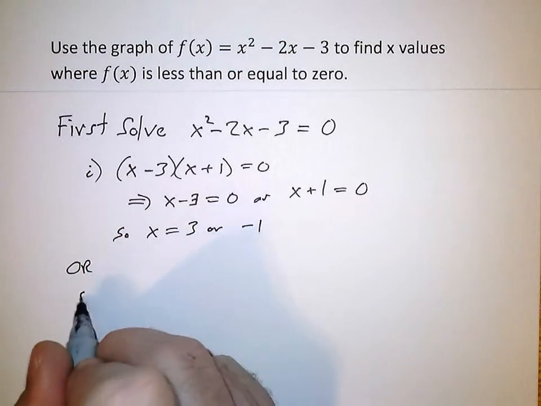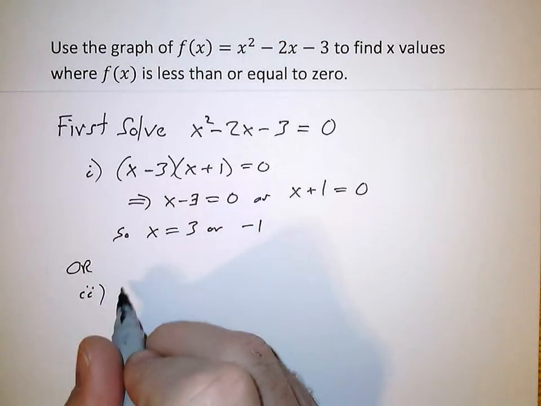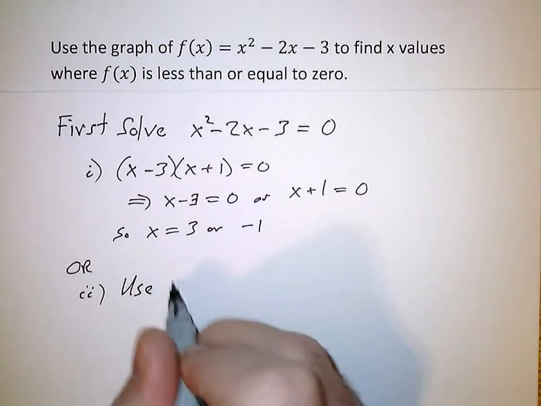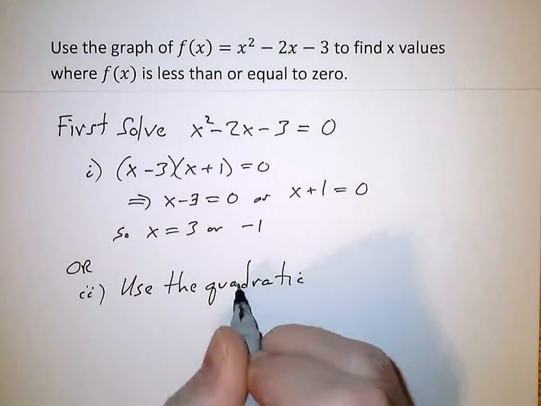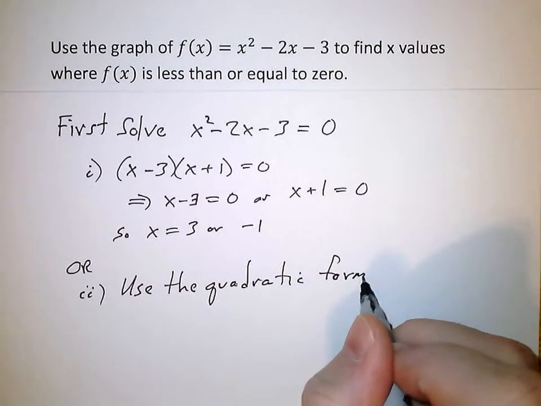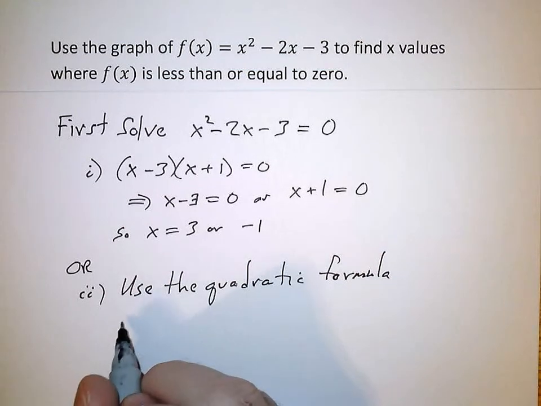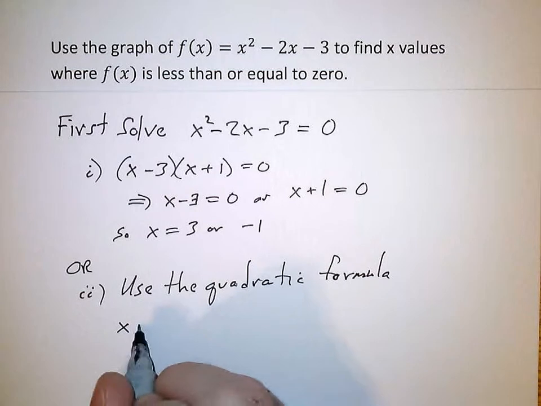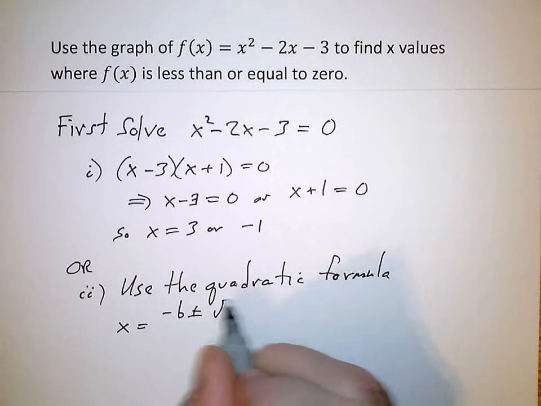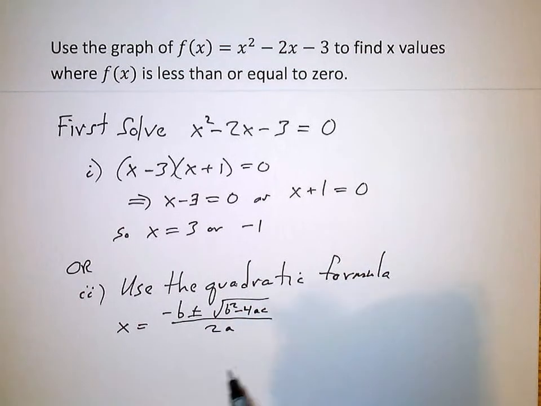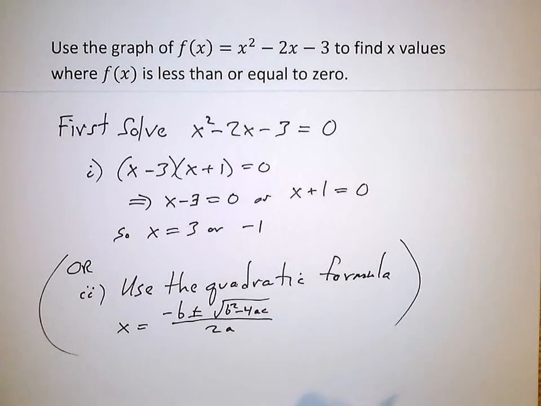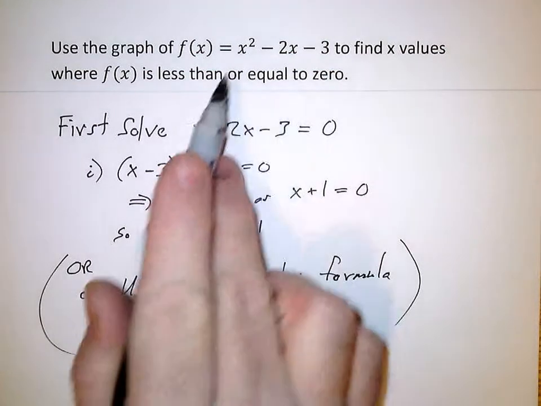Or secondly, we could use the quadratic formula. So this was x equals negative b plus or minus square root of b squared minus 4ac, over 2a, if you recall it. Okay, so we have the x-intercepts, and then for the y-intercept, I let x be 0, I get negative 3.